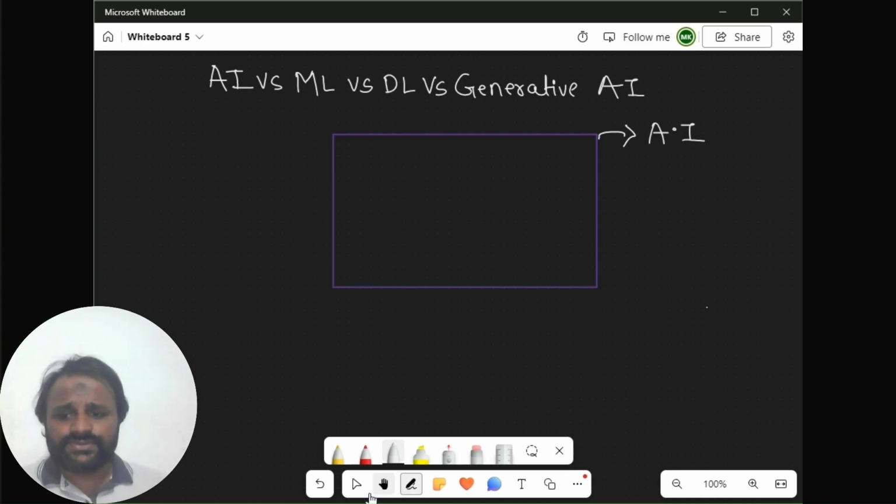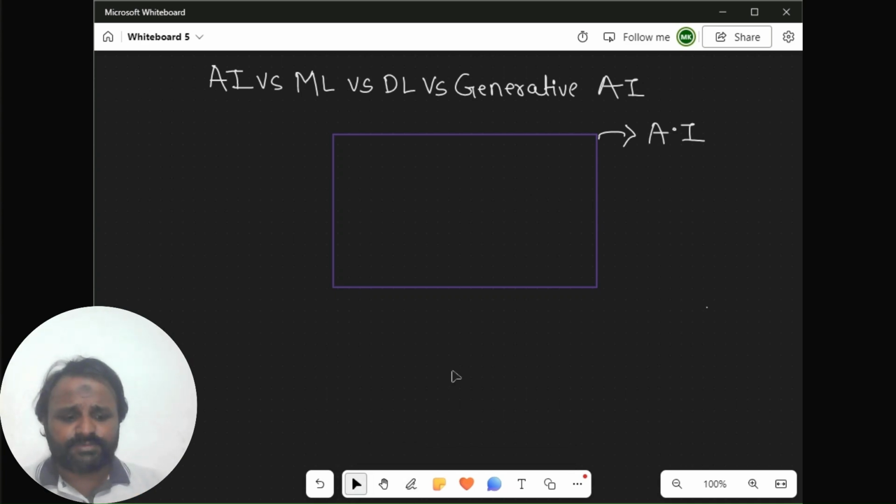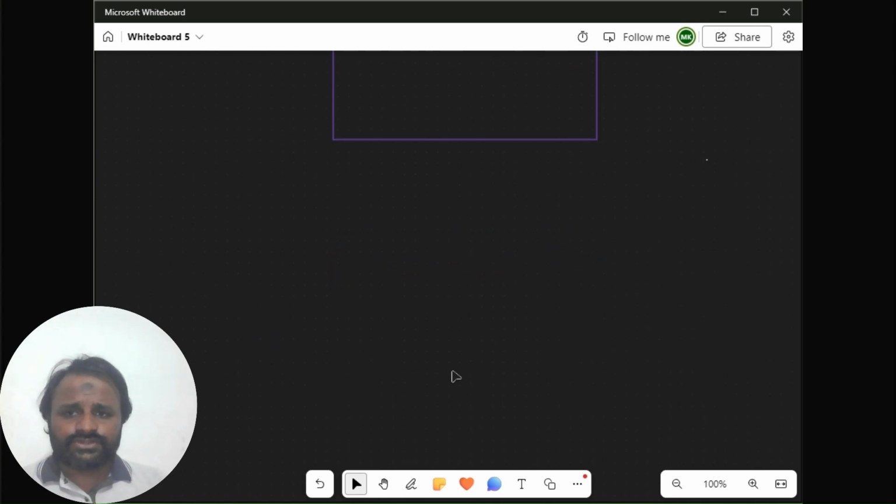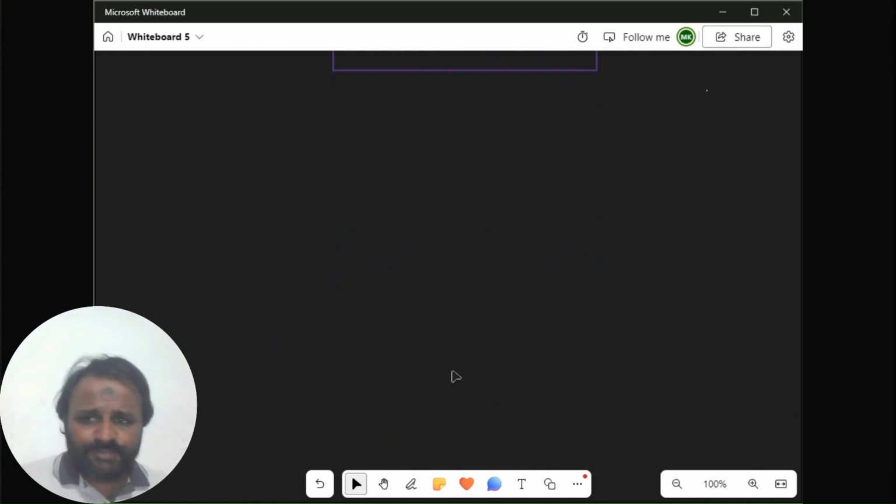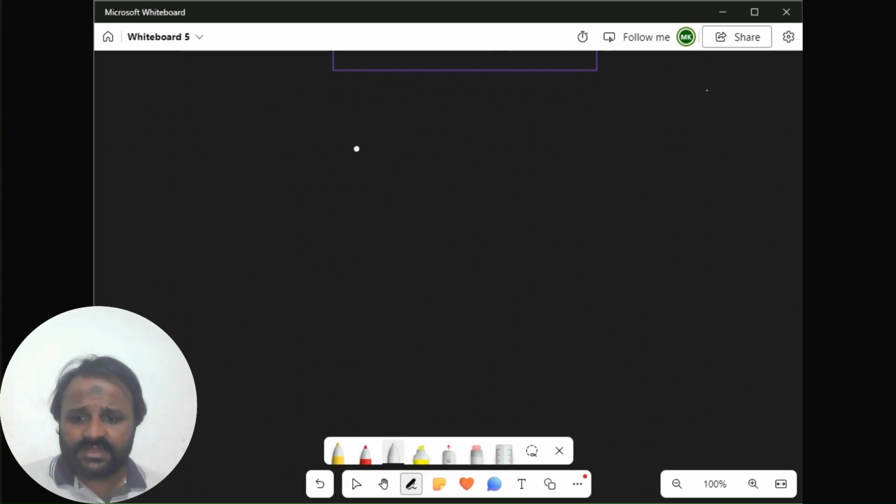I will try to relocate this particular thing separately, so that anyone can get these notes and use them for their study purposes as well. So I can give this particular artificial intelligence, or AI, about this.